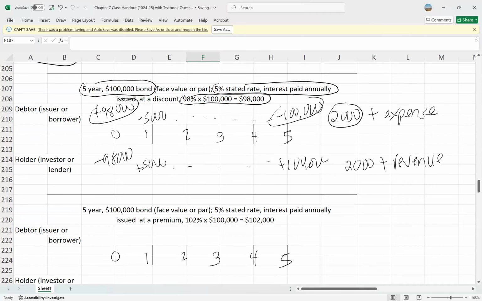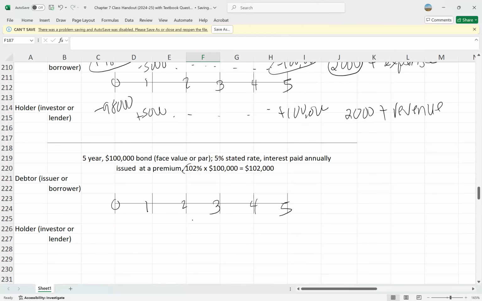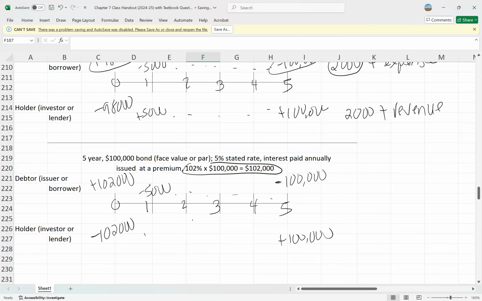What about a premium? Let's say the bond was issued at 102%, so for 102,000. So in this example, we have a premium. The debtor or the borrower is going to get 102,000, but they only have to pay back the maturity or face value, which is 100,000. Once again, they're still paying interest every year of 5,000. For the holder, they're going to buy the bond by paying 102,000, but they will only get back 100,000. They'll still get the 5,000 interest every year.